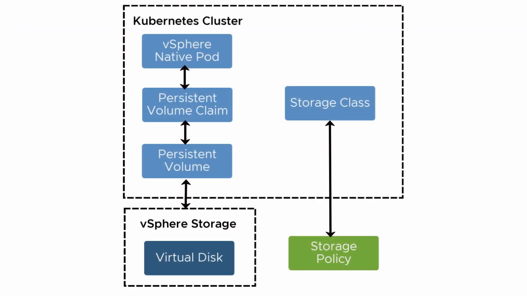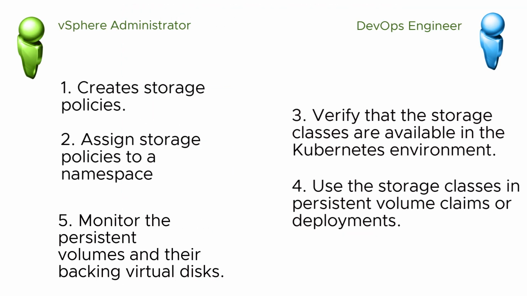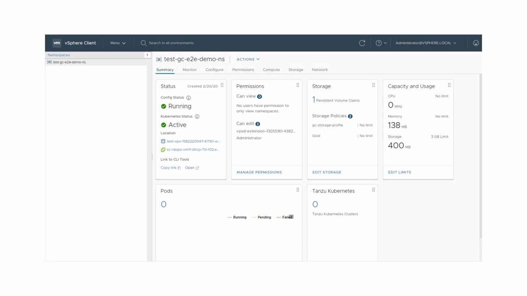After the DevOps engineer deploys a persistent volume claim that references the storage class, vSphere with Kubernetes creates a persistent volume object and a matching persistent virtual disk. The vSphere administrator can monitor the persistent volume, its backing virtual disk, and its storage compliance in the vSphere client. To do this, navigate to the namespace that has the persistent volume.